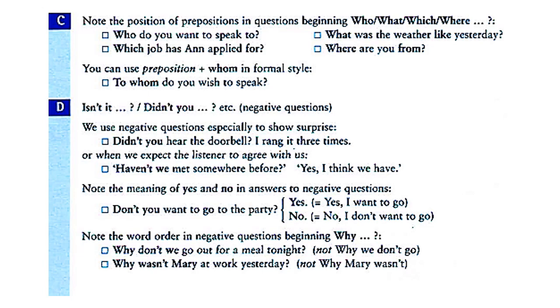Note the word order in negative questions beginning with why. For example, why don't we go out for a meal tonight? We use why don't we, not why we don't. Why don't we go? Not why we don't go. It is wrong to say why we don't go. Why wasn't Mary at work yesterday? Not why Mary wasn't. It is wrong to say why Mary wasn't.